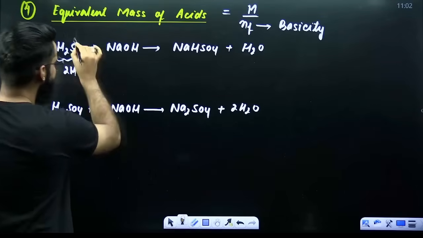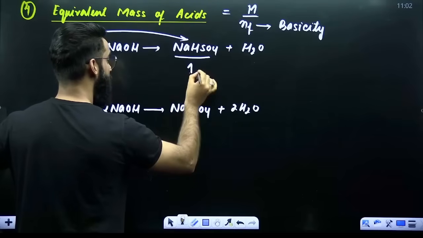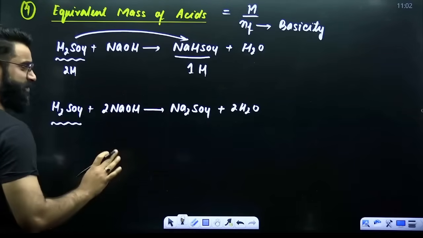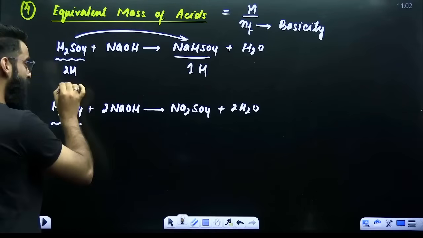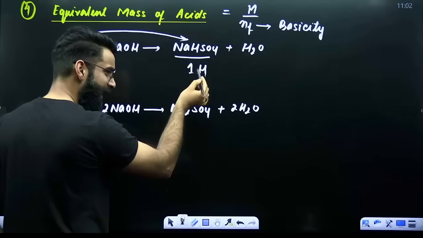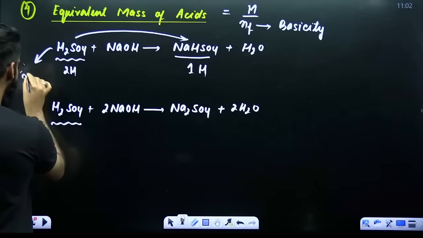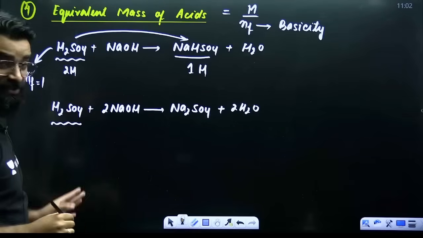Since H2SO4 is getting converted into NaHSO4, how many hydrogens do you see here? 1 hydrogen. So when H2SO4 has converted into NaHSO4, how many hydrogens has it lost? Earlier it had 2 hydrogens, now it just has 1 hydrogen, so it has lost 1 hydrogen. The number of H positives an acid loses is basically its N factor. So the N factor of H2SO4 in this reaction is 1.